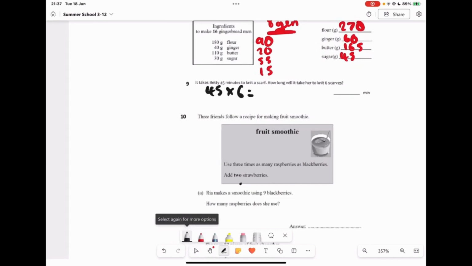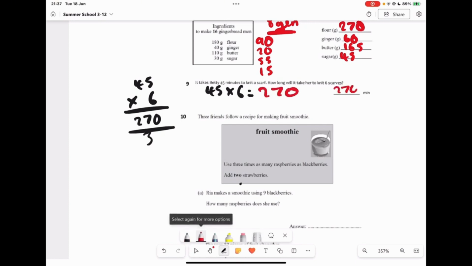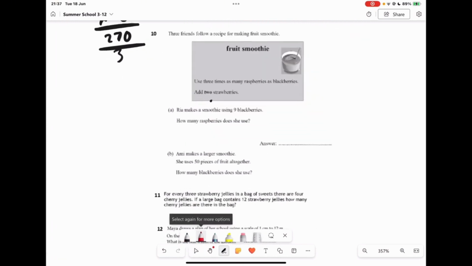So 45 times 6, well, we can do this on the column method. So 5 times 6 is 30, and then 4 times 6 is 24, plus 3 is 27. So the answer is 270. We'll write that here. Question 10.